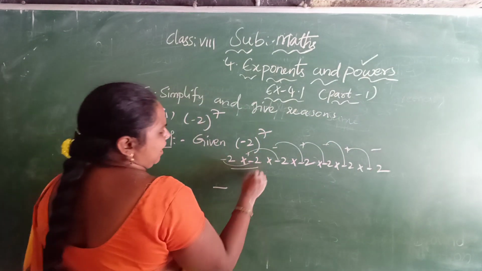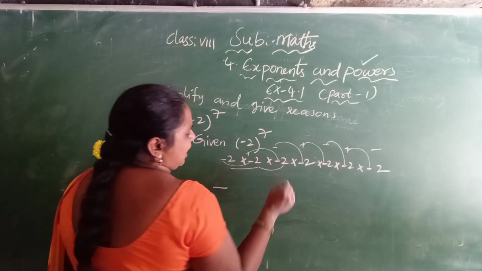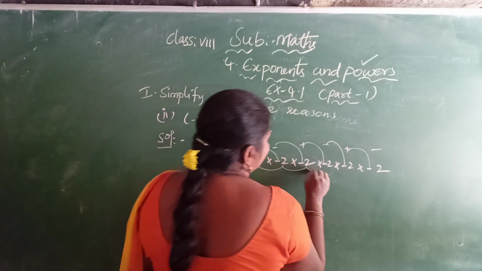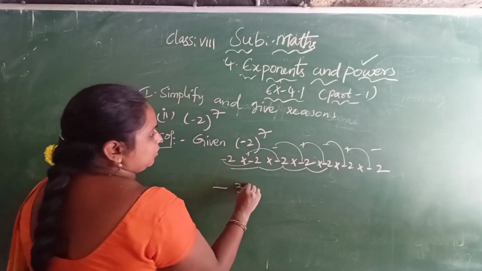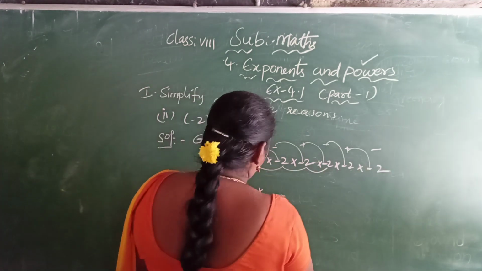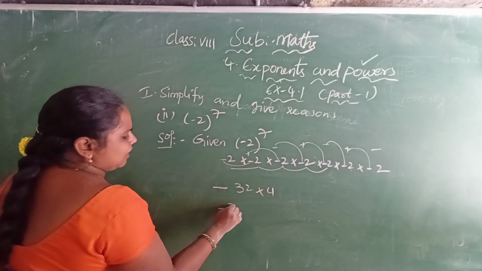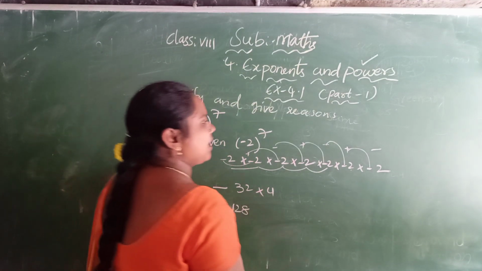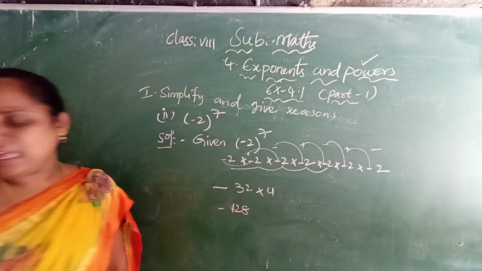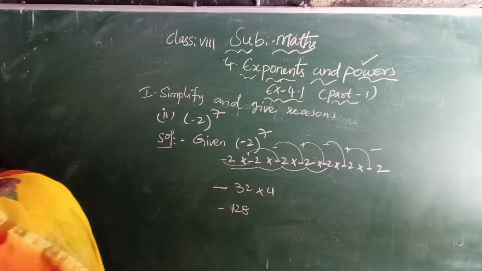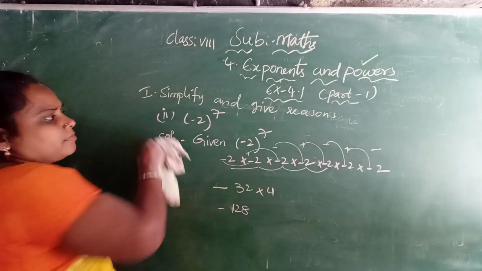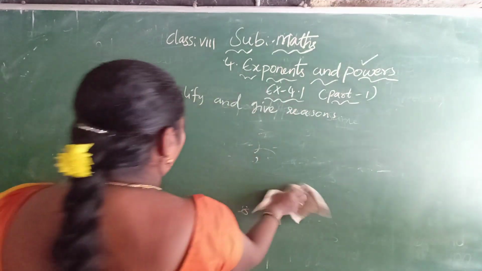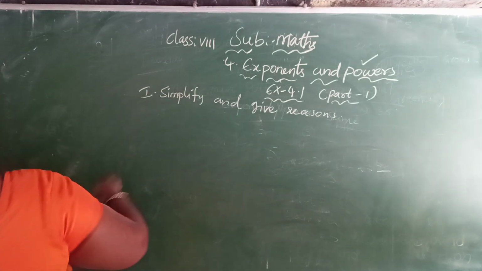2 2s are 4. 4 2s are 8. 8 2s are 16. 16 2s are 32. 2 2s are 4. 32 4s are how much, beta? 128. 128 is the answer. Next, the third one. What is the third problem given here? 3 by 4.